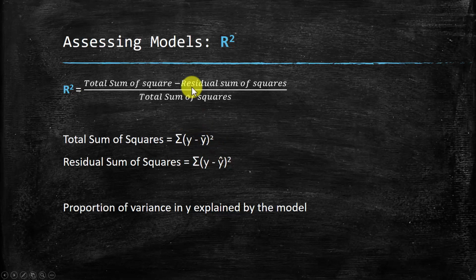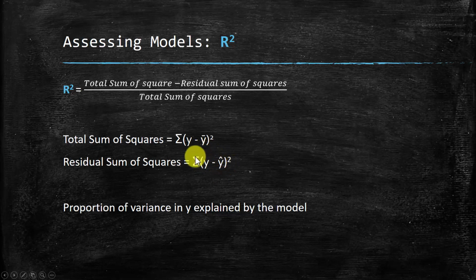And the top part of the equation is just that same total variance with the residual sum of squares subtracted out. So here the residual sum of squares equation is the same as the total sum of squares equation, except instead of using the average here, we're using the predicted value. So this is the error term. So the actual value minus the predicted value.